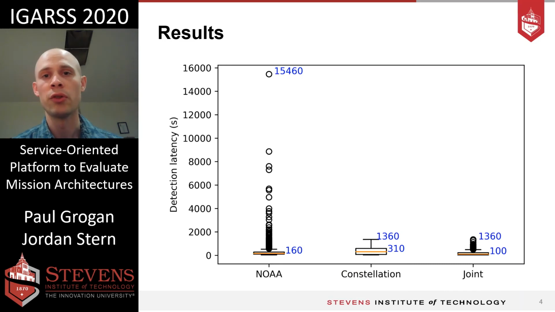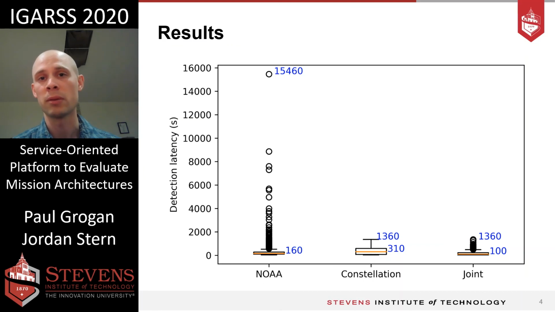The results show that the NOAA satellites do very well at detecting rapidly intensifying fires with an average detection time of just 160 seconds. However, slowly growing fires are much more difficult for the NOAA satellites to detect due to the relatively low revisit rate of the VIR sensors on the Suomi NPP and NOAA 20 satellites. The small satellite constellation, on the other hand, has an average detection time that's slightly greater, but detects all fires in less than 23 minutes.